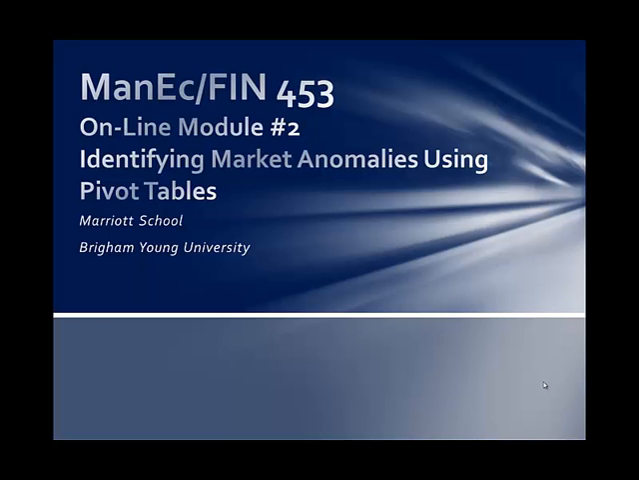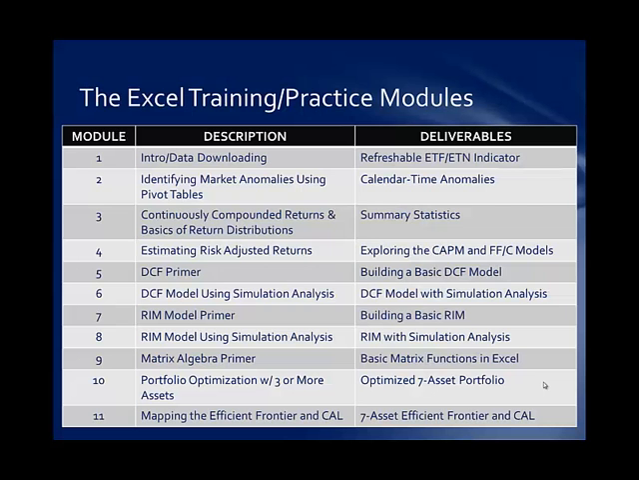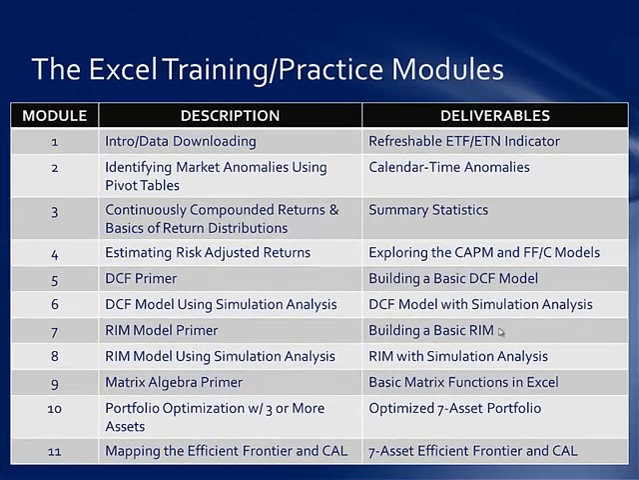Today we're going to practice identifying market anomalies using pivot tables. Let's locate ourselves in the map for the online modules for this semester. You can see that we're right here in the second module, identifying market anomalies using pivot tables. The deliverable is going to be an Excel spreadsheet in which you identify some calendar time anomalies using pivot tables.